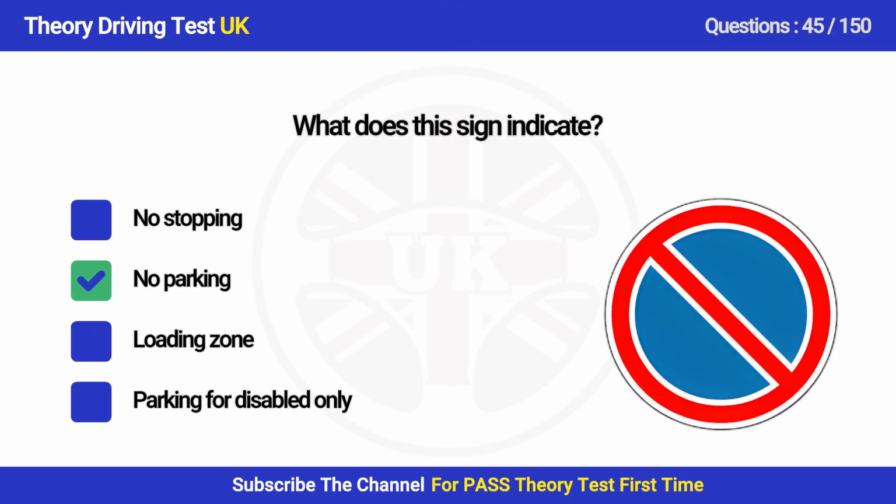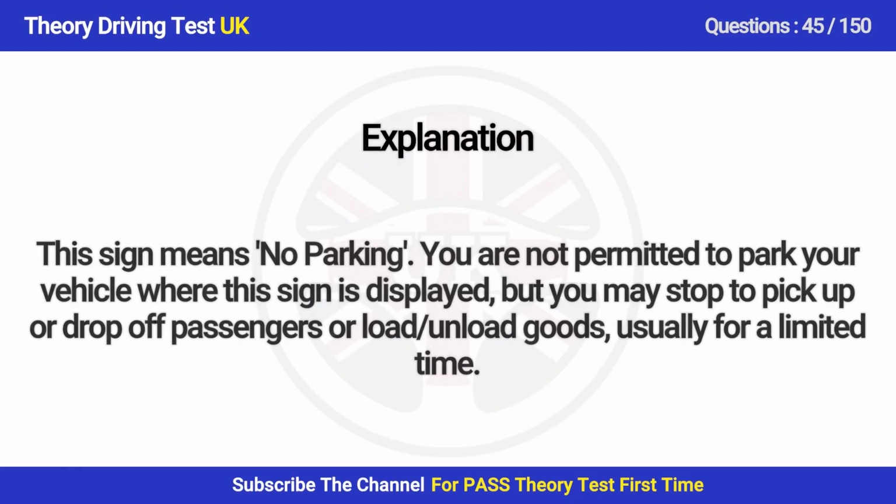Answer is B. No parking. This sign means no parking. You are not permitted to park your vehicle where this sign is displayed, but you may stop to pick up or drop off passengers or goods, usually for a limited time.